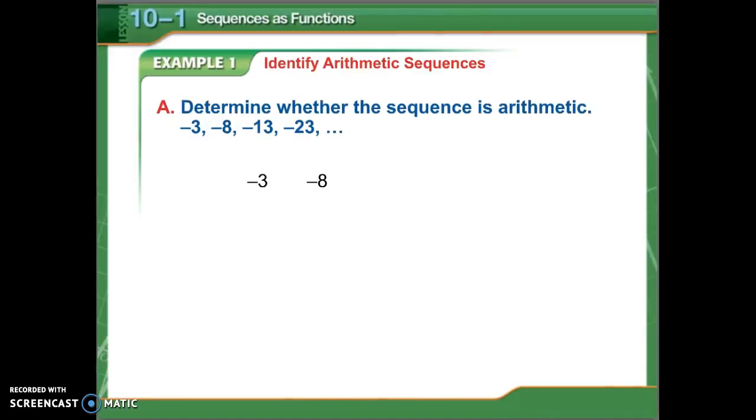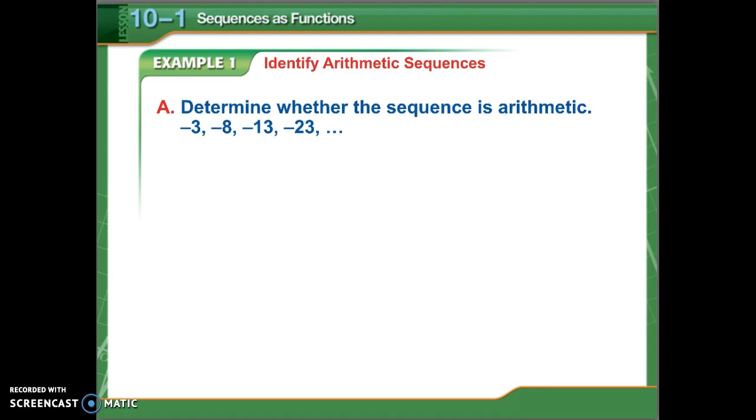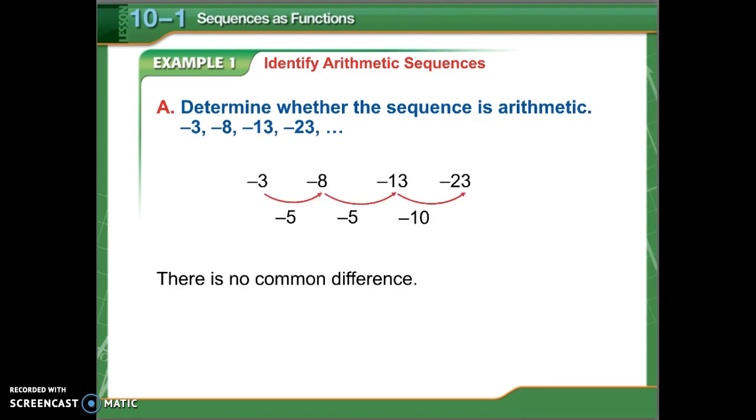And what you should be able to see from this is that if you find a common difference, you're looking for the amount that it changes by every time. From -3 to -8, it's -5. You go down 5, then you go down 5 again, but then you go down 10. Which means there is not a common difference, and because there is not a common difference, that means that the sequence is not arithmetic.